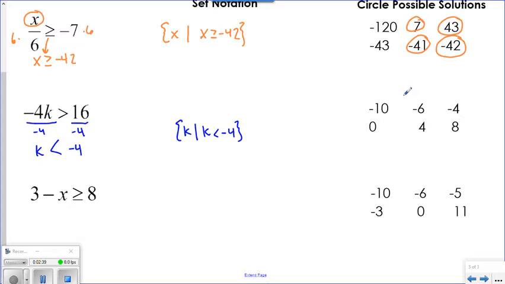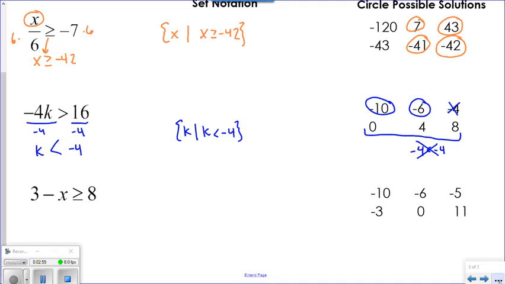And now we circle any possible solutions. -10 is less than -4, -6 is. Because it's strictly less than, -4 is not a possible solution. We can't say that -4 is less than -4 because they're the same value, so that doesn't work. And then obviously all of these numbers down here are greater.